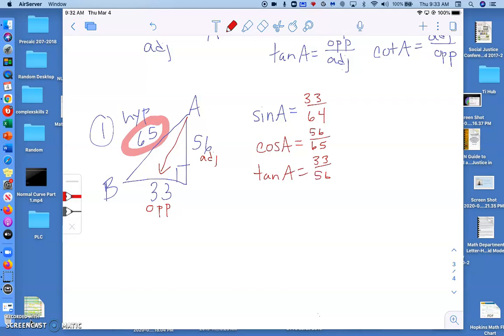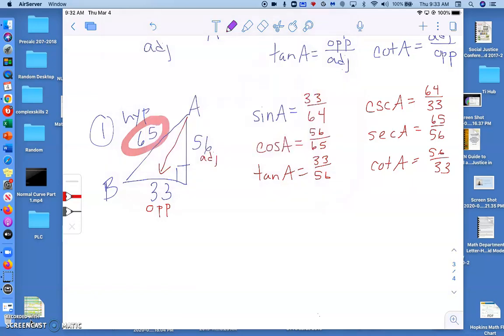And then you could do those reciprocal ones. The cosecant of A would be 65 over 33. The secant of A would be 65 over 56. And the cotangent of A would be 56 over 33.